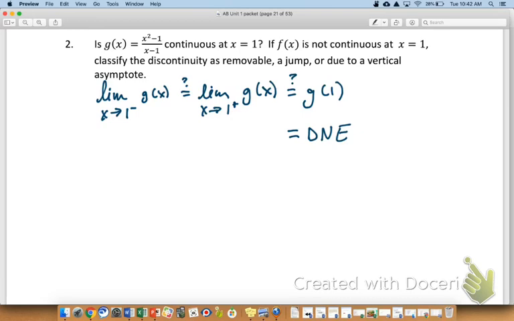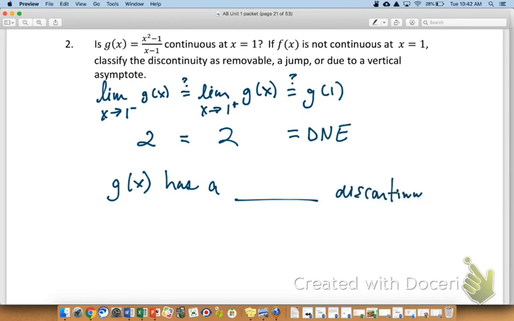And then maybe you handle your limits. Maybe do you guys all do the factoring and canceling routine? So when you do that, you get 2, and that equals 2. But of course, that does not equal DNE. And so, no, g of x is not continuous. So we could say g of x has a discontinuity, I'll put blank discontinuity at x equals 1. Did anybody determine what kind of discontinuity it is? Why don't you shout it out? Removable. It's a removable, which is a hole. I agree, but we're going to call it a removable.